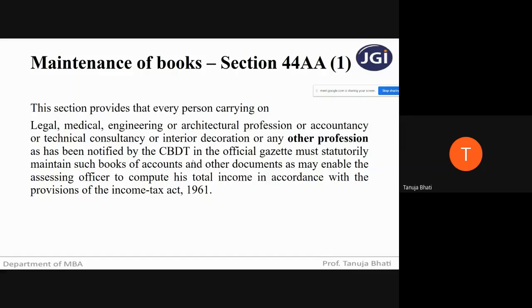Why do they have to maintain the books of accounts? So that the assessing officer, with the help of the books of accounts, can compute the correct income of the particular assessee or person. Now, remember this list: legal, medical, engineering, architectural, accountancy, technical consultancy, interior decoration, and other professions which will be notified by the CBDT, Central Board of Direct Taxes. Next.